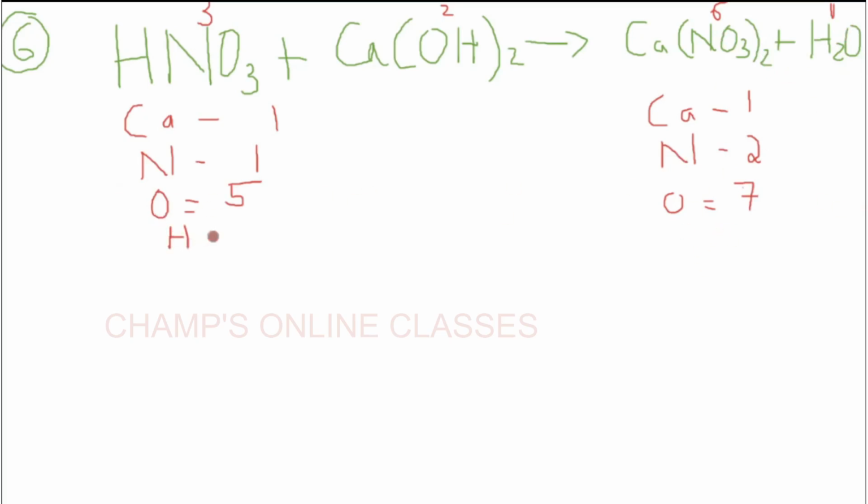Hydrogen, there's 1 here, and there's 2 here. So 3. On product side, there is only 2. Okay, fine. So as I told you, first try to balance your metal. Metal is already balanced here. So now let's balance the non-metal nitrogen. On this side there's 1, on the product side there's 2. So we will make the reactant side 2 by multiplying it with 2. So just multiply the first term, that is HNO3, with 2.